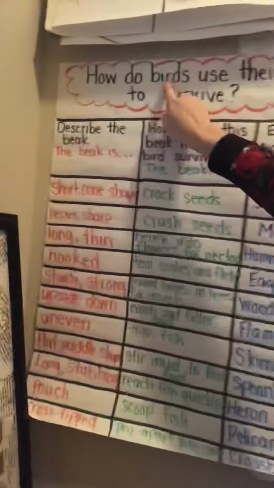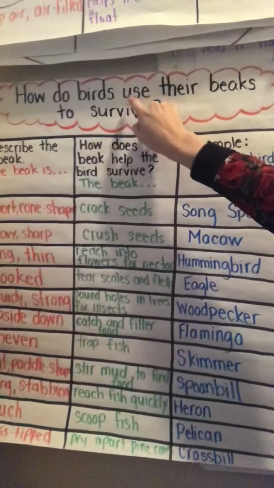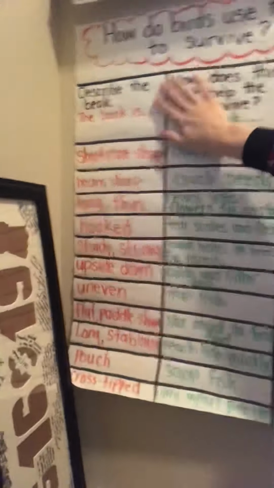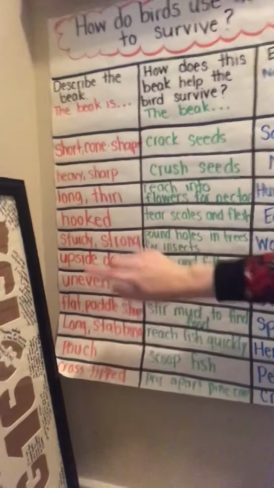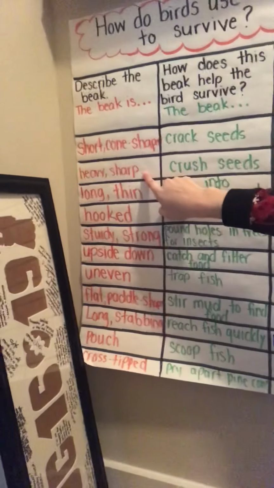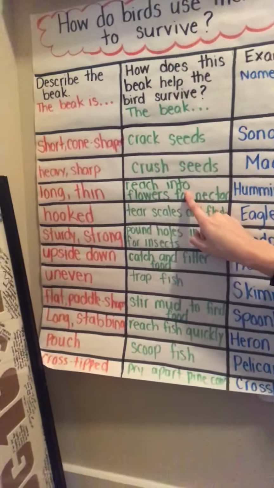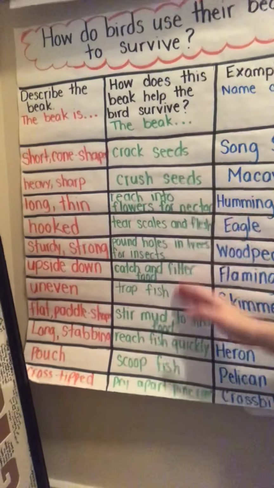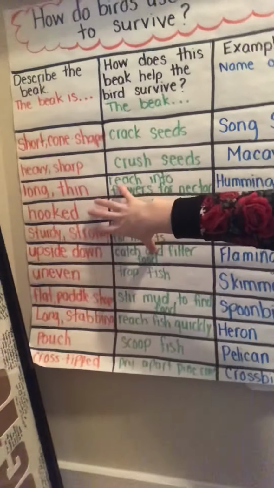So your job today is to create your focus statement. Remember, we have how do birds use their beaks to survive? So think about what your paragraph will be about. And then you're going to write your first detail. You're going to look at our chart and pick out one of the beaks to talk about. Your first sentence will be, how does the beak look? Describe the beak. And then your next part of the detail will be, how does that beak help the bird survive? So you have all your information here. You just need to put it into your sentences. Can't wait to see your paragraph start.